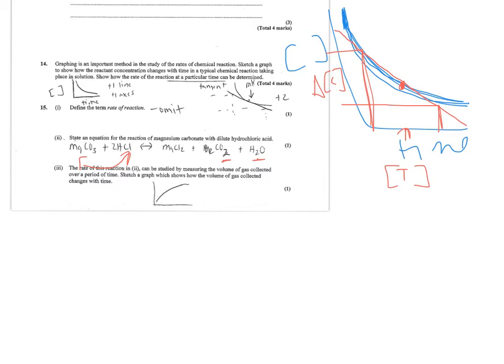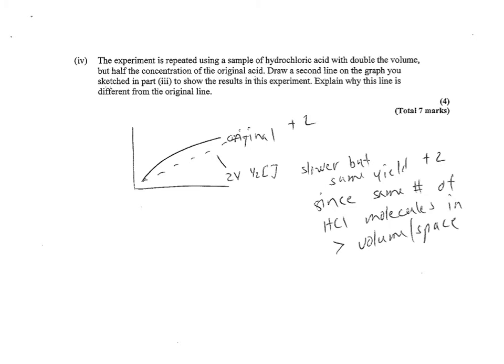The rate of this reaction can be studied using volume of gas. What would the graph look like? Since it just says sketch, this is just a 1 mark. You didn't have to label axes. You just have to show a positive slope with an exponential curve to the graph. And then the last question, the experiment is repeated using a sample of hydrochloric acid with double the volume but half the concentration.